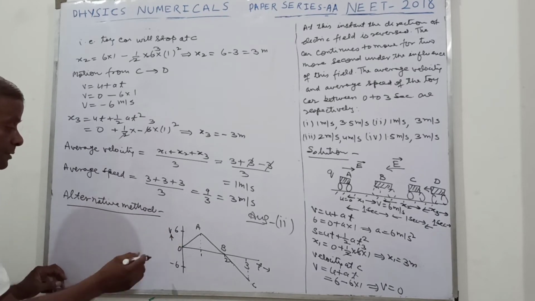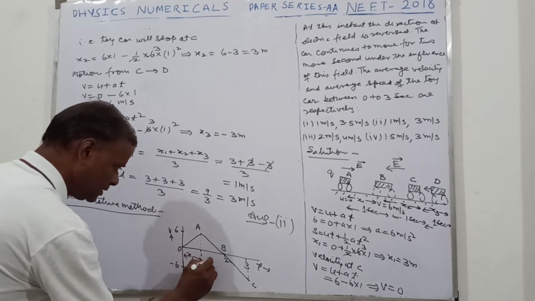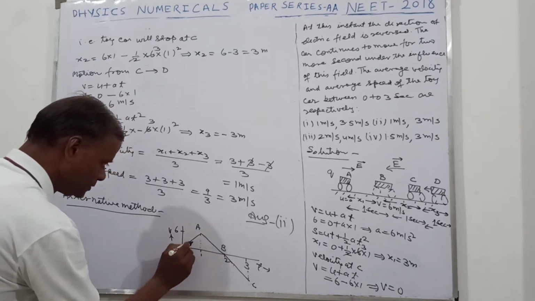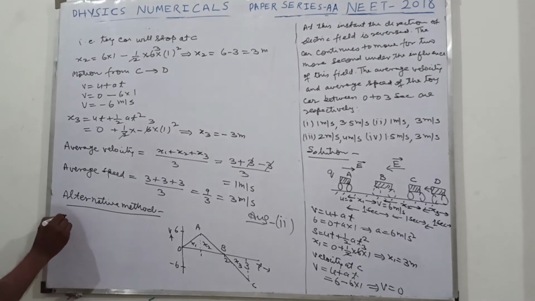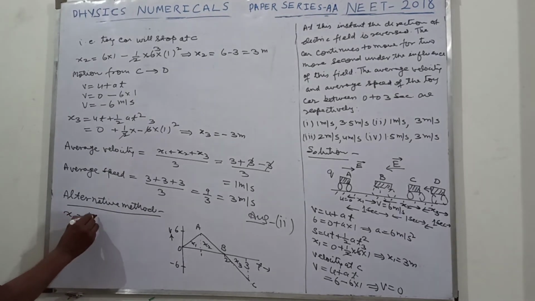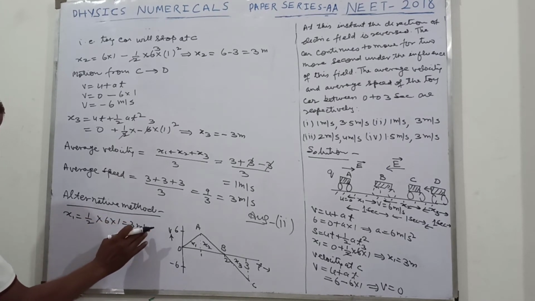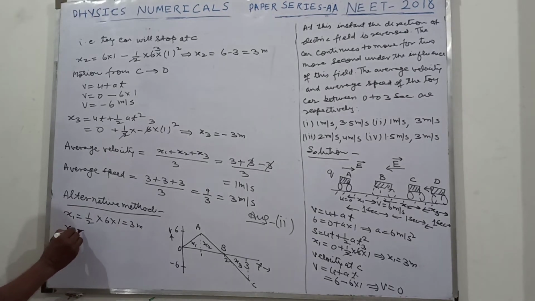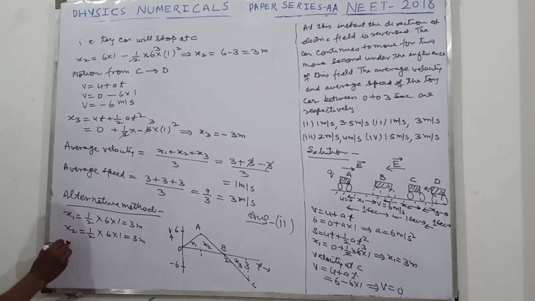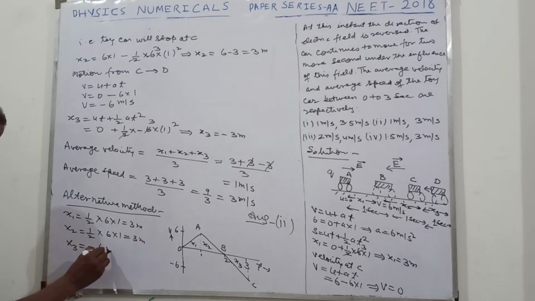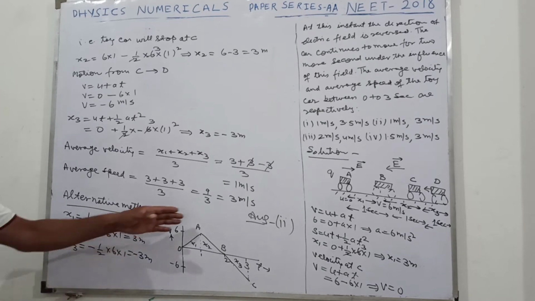So again you can have this is x1, this is x2, this is x1, this is x2, this is your x3. We find x1 is equal to 1 by 2 into 6 into 1, so this is now 3 meter. And x2, you again find 1 into 6 into 1, so this is now your 3 meter. And then find x3, minus 1 by 2 into 6 into 1, so this is equal to minus 3 meter. This is what I have calculated here.